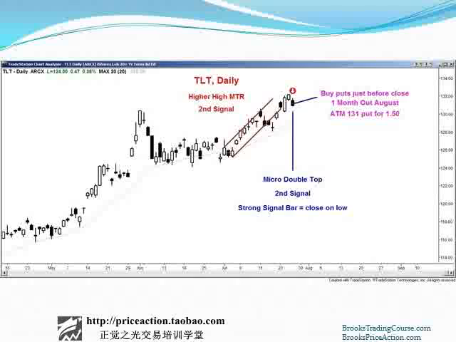You have a micro double top. The market went up and down, and a second signal. This was decent. You could argue this is a second signal. This is another second signal from this one, and it's a higher high major trend reversal. My concern would be the tightness of the channel, but we're starting to turn down repeatedly here. 1, 2, 3, 4. I think the chances are pretty good of making a profitable trade.